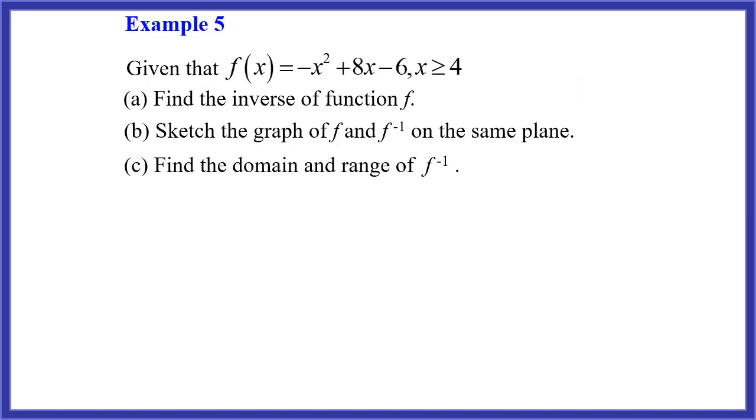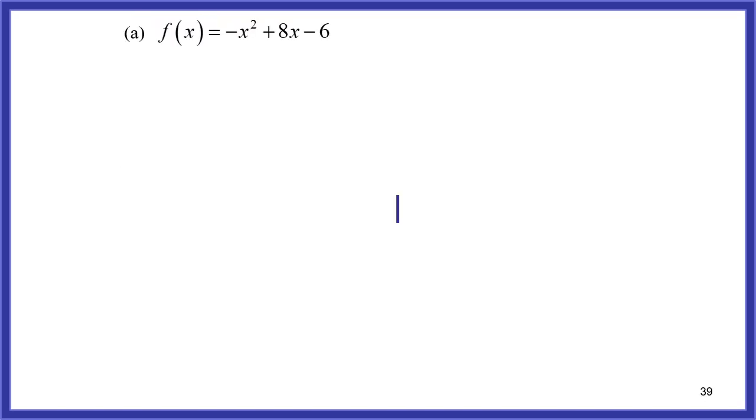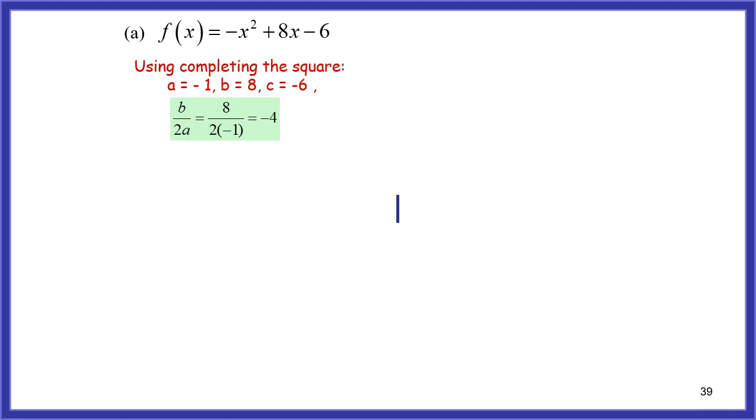Okay, let's discuss the next question, example 5. Given that f(x) equals negative x squared plus 8x minus 6, where x should be more than or equal to 4, find the inverse of function f. Then sketch the graph of f and f inverse on the same plane, and find the domain and range of f inverse. For the first one, to find the inverse of f(x) equals negative x squared plus 8x minus 6, as usual we have to use the properties of f inverse.